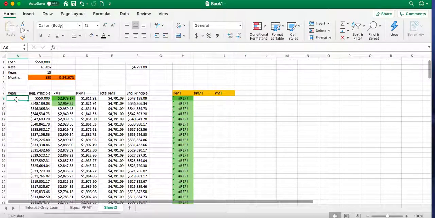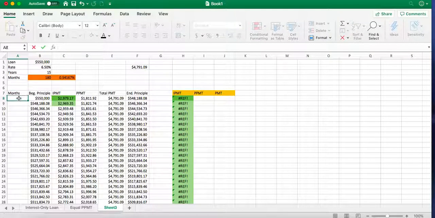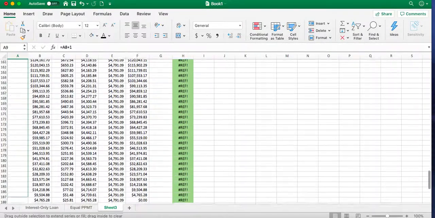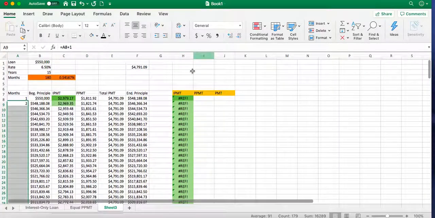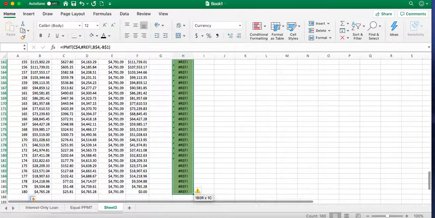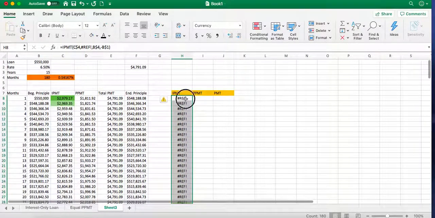Great. So we're not going to name this years. We're just going to name it months, and we're just going to show 180 months basically. So 1, this plus 1, and we're going to go all the way down to 180. And now we should be getting the correct number. So we're going to try this once again all over. I'm going to make this no fill.